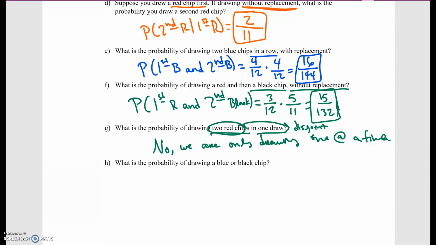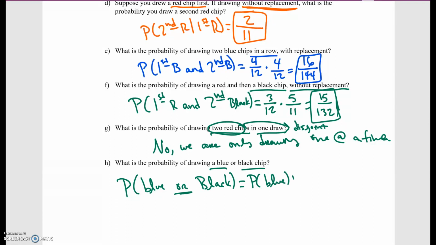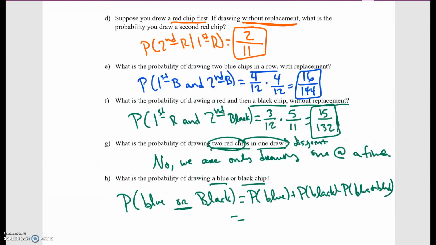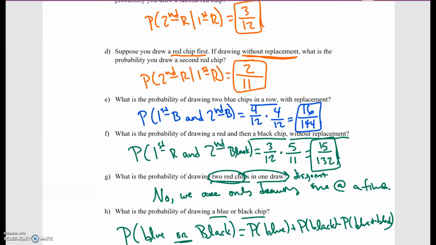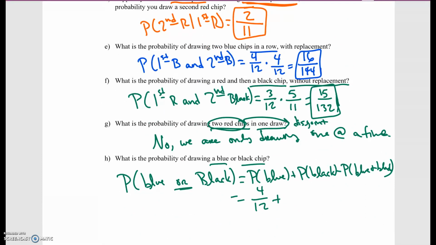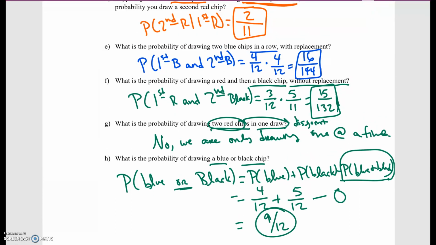Now, what is the probability of drawing a blue or a black chip? Remember, we have or, so we're going to have the probability of getting a blue plus the probability of getting a black minus the probability of getting a blue and black. The probability of a blue chip is 4 out of 12. The probability of a black chip is 5 out of 12, minus the probability of getting a blue and a black. I cannot get a blue and a black in one draw, so this is going to be 0. So this is just equal to 9 out of 12. Remember, this is 0 because we cannot get 2 of them in one draw.